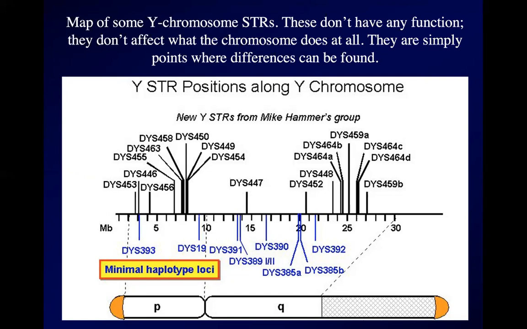I mean, at DYS 447, I might have 12 repeats, and Jason Momoa might have 15, and this has nothing to do with anything. It has nothing to do with any of our physical or mental features.